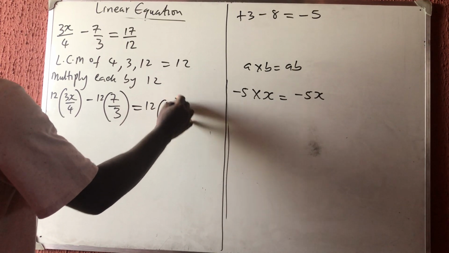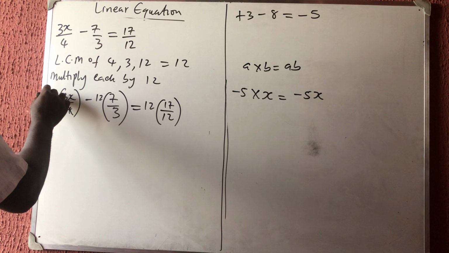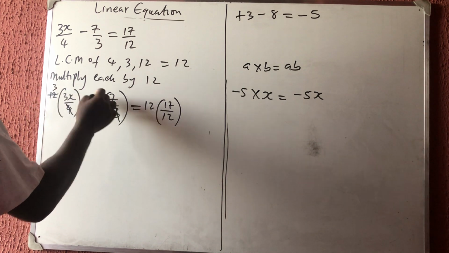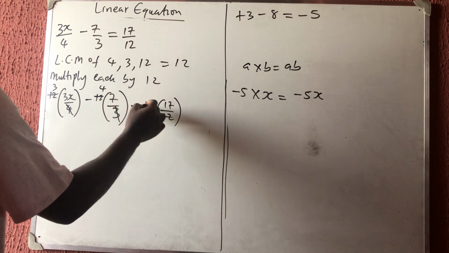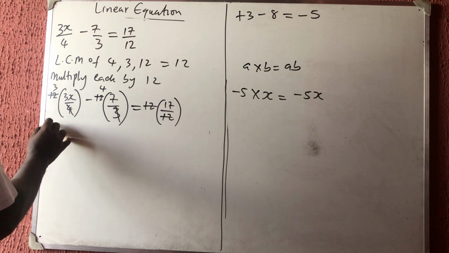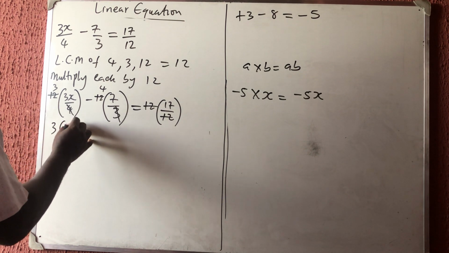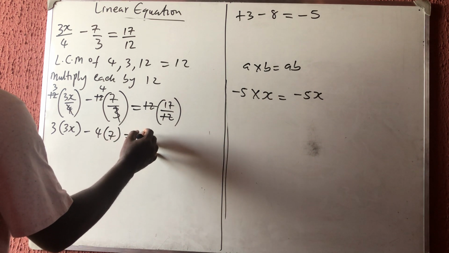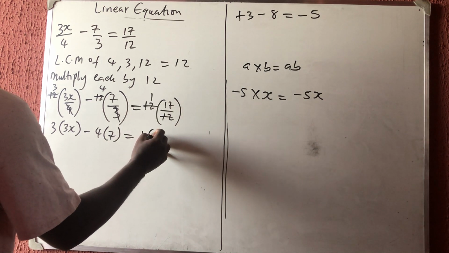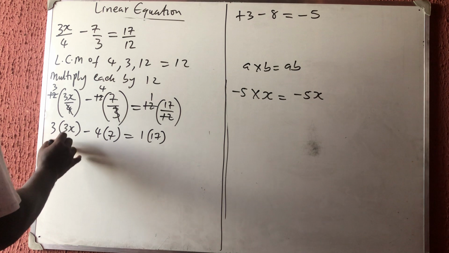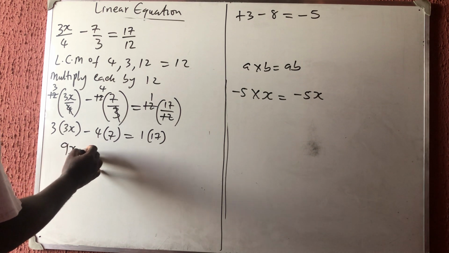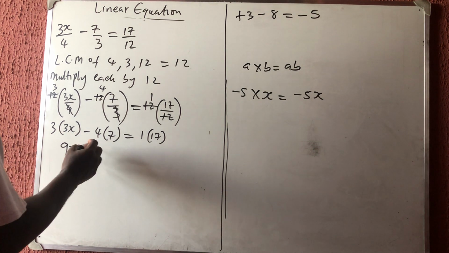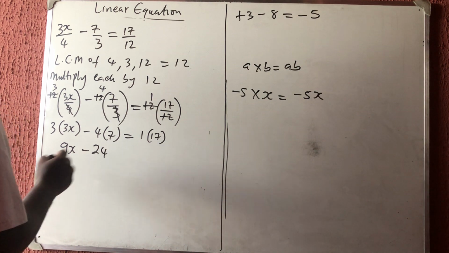17 over 12. So if you look at this now, this takes care of this, remaining 3, this takes care of this, remaining 4, and this takes care of this. So I'm left with 3 in bracket of 3x minus 4 in bracket of 7 is equal to what? This divided by this is 1. So 1 in bracket of 17. So this time this will give me 9x minus, this time this will give me 24.